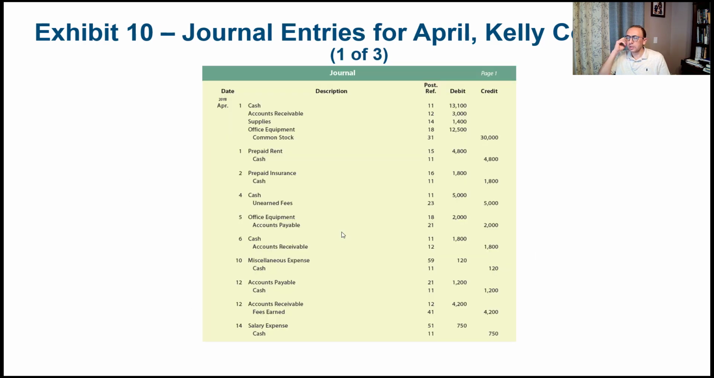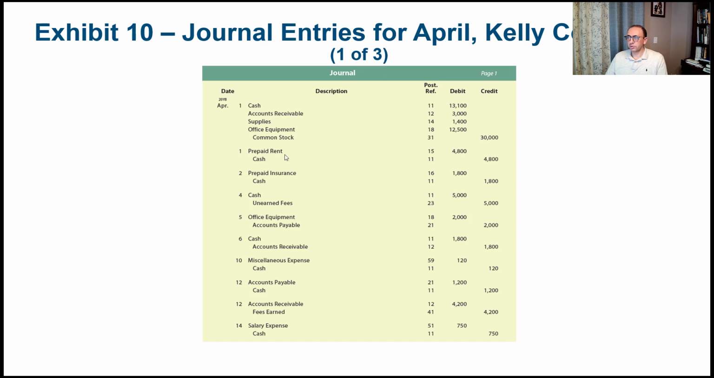So usually a business would record all the transactions in the journal, and here we have a list of transactions that took place during the month of April, and you can see, if I look at this transaction, I can tell you that there was cash brought to the business, there were promises from customers to be collected, supplies brought to the business, and office equipment, and in the credit we had common stock that was brought to the business by Kelly.